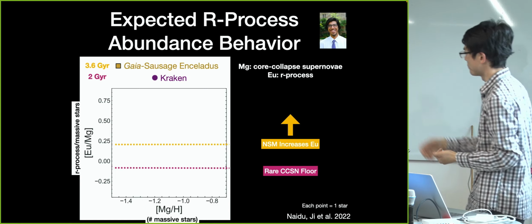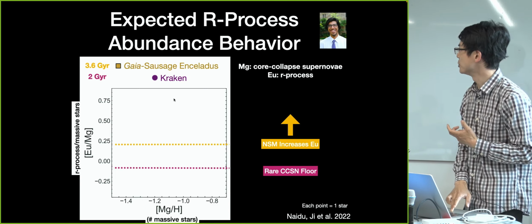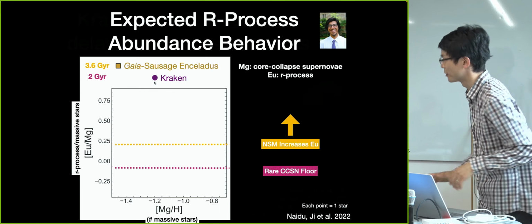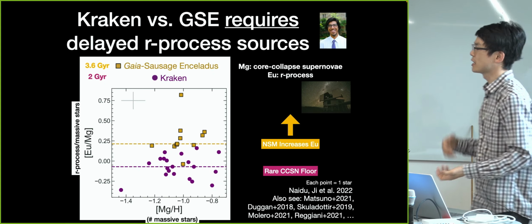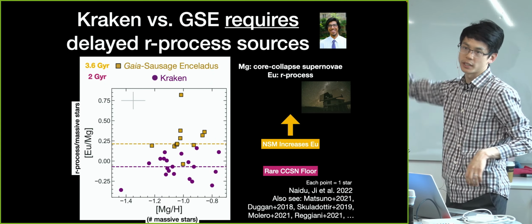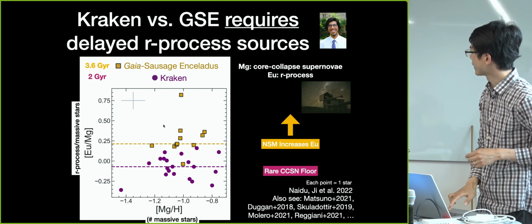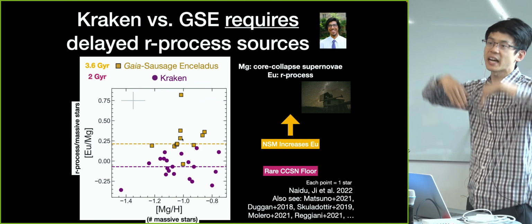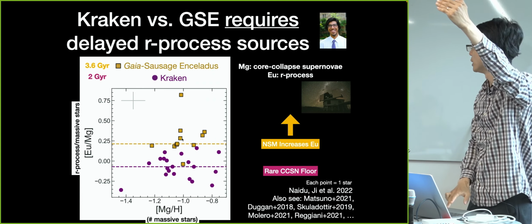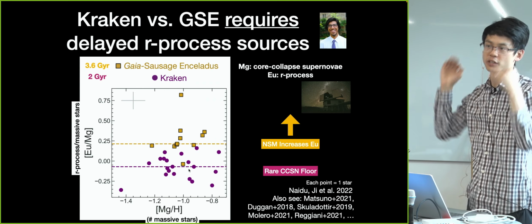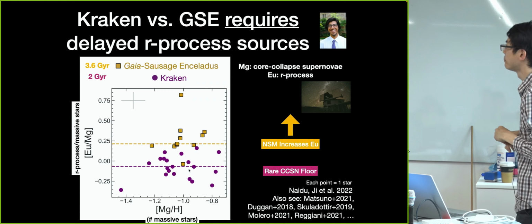So I've set this up very nicely. Now when we go out into these two different systems and measure the compositions of their stars, indeed, it looks like this scenario. If you go to this GSE dwarf galaxy, which forms stars for a little bit longer, it has a higher europium to magnesium ratio than this Kraken dwarf galaxy, which forms stars for a relatively short amount of time.